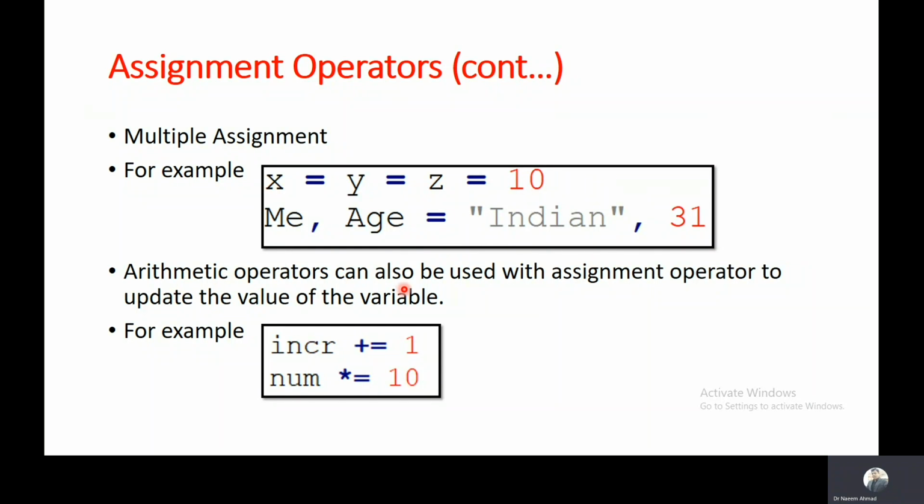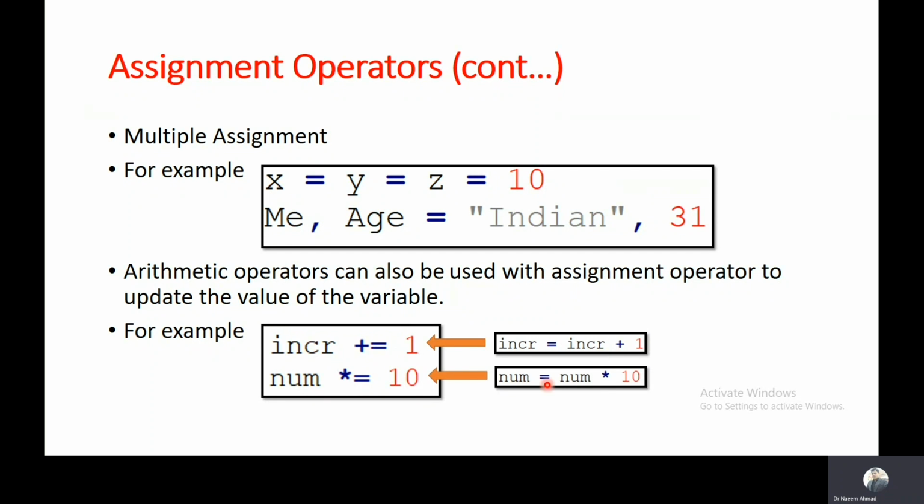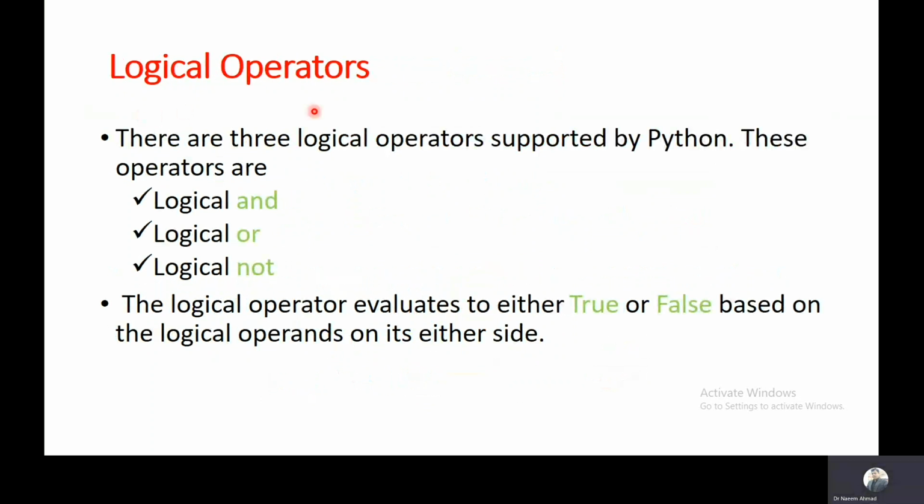Arithmetic operators can also be used with the assignment operator to update the value of the variable. For example, incr += 1 and num *= 10. It indicates that incr is equal to incr + 1, and the second statement indicates num is equal to num * 10. Let's look at logical operators.